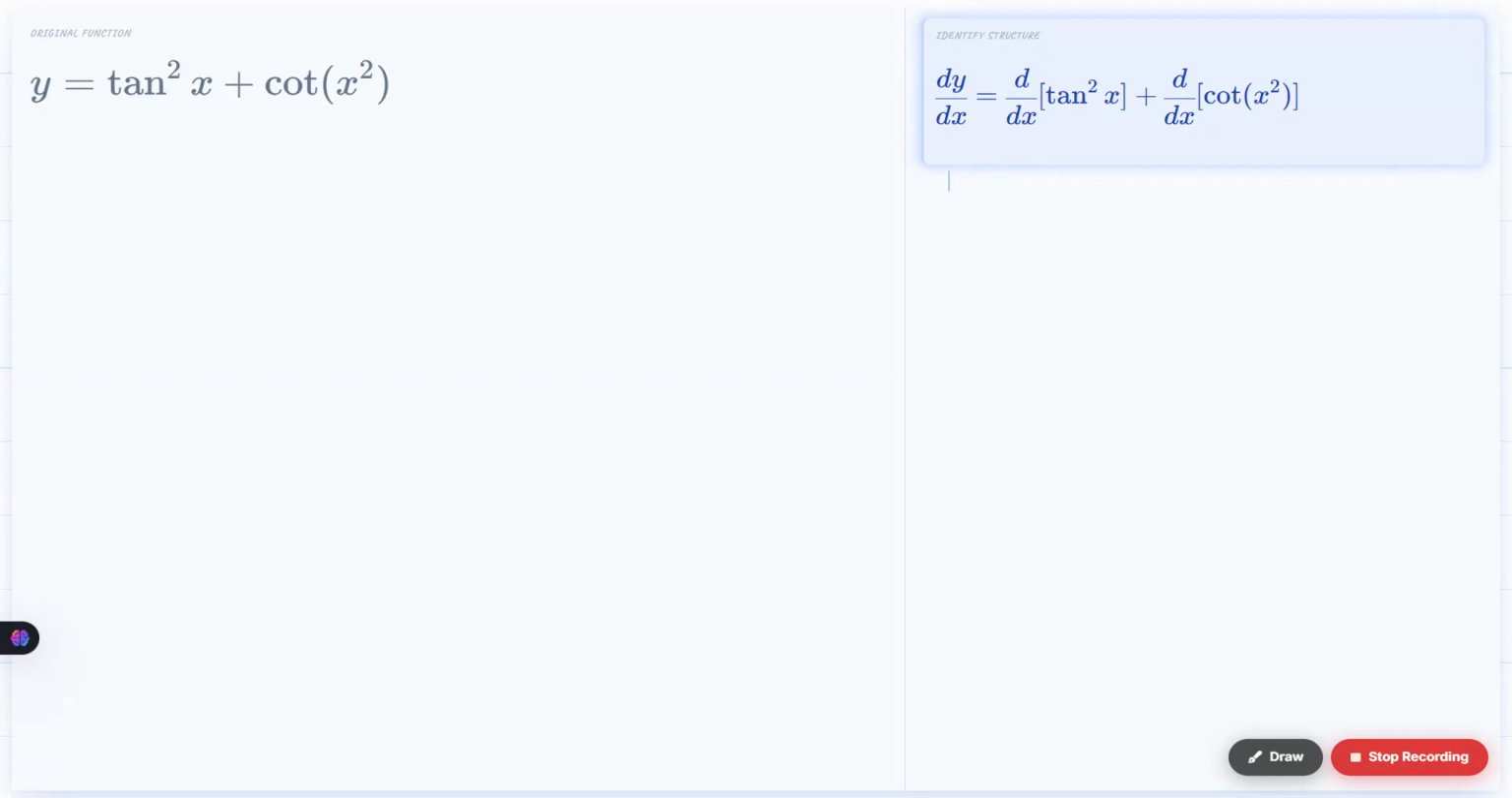We write dy divided by dx equals the derivative of tan squared x plus the derivative of cot squared x. We do this to show we will find the change for each part separately. The rule says the derivative of a sum is the sum of the derivatives.